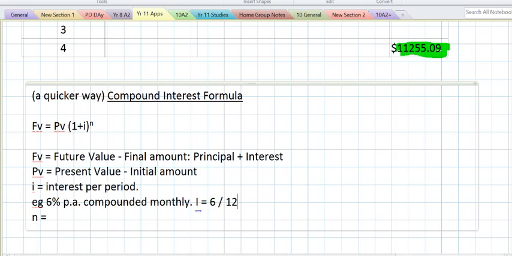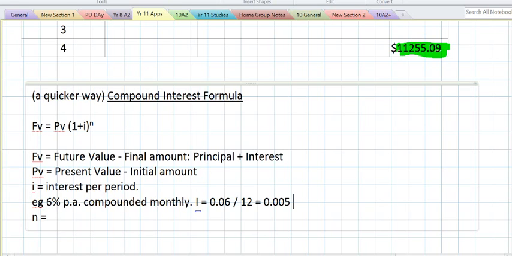And it's written as a decimal. Alright? So 6 divided by 12 will get you 0.5. But then that has to be divided by 100 also. Some people prefer to convert the interest into a decimal first. So for example, you convert 6 into 0.06, because that's 6%, and then divide it by 12. Which is that.